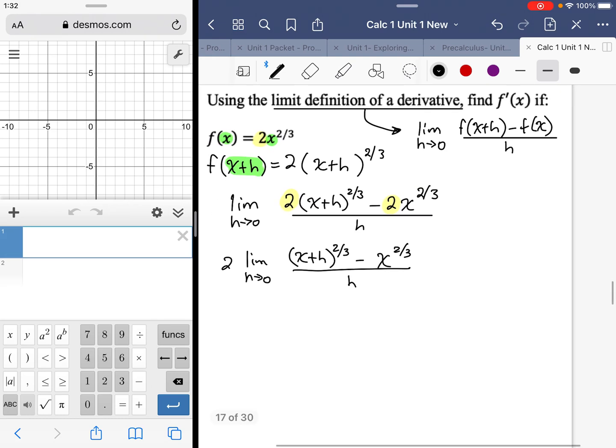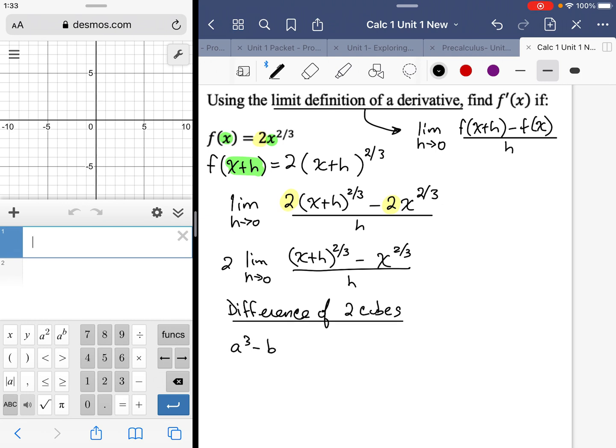But I also need a relationship that's going to allow me to simplify. Right? So for that, we go back to the sum and difference of 2 cubes. In this case, difference. So difference of 2 cubes, again, the rule is a cubed minus b cubed is equal to a minus b times a squared plus ab plus b squared. So I want to fit this rule to the situation.